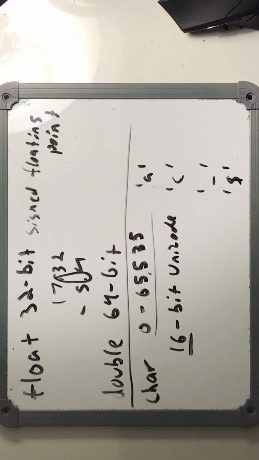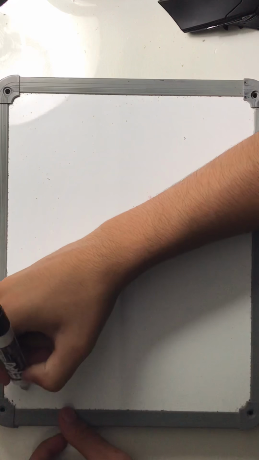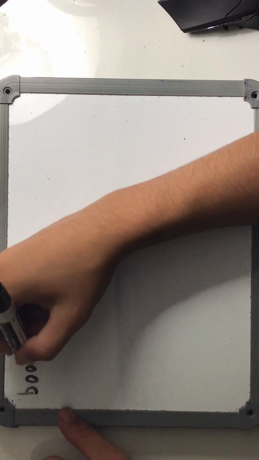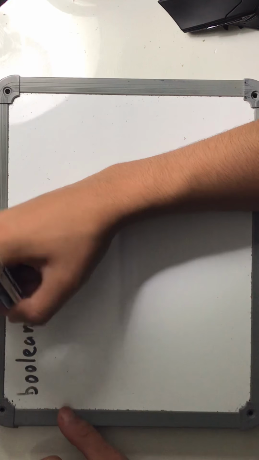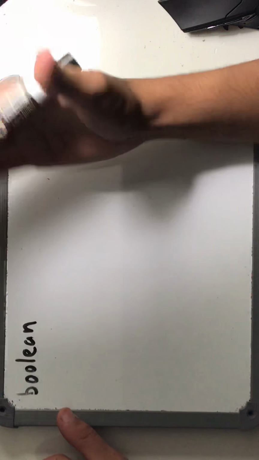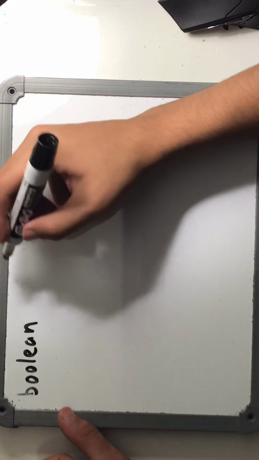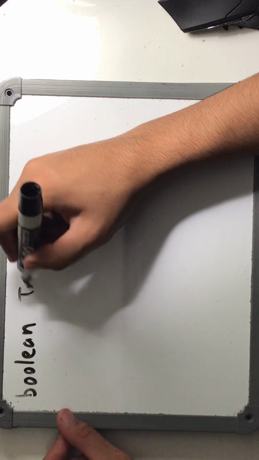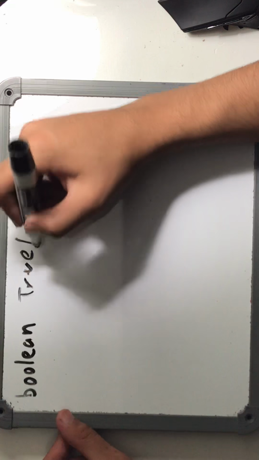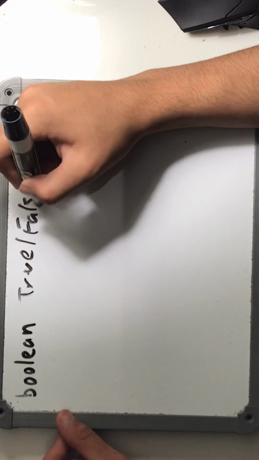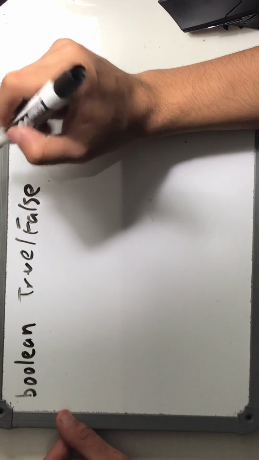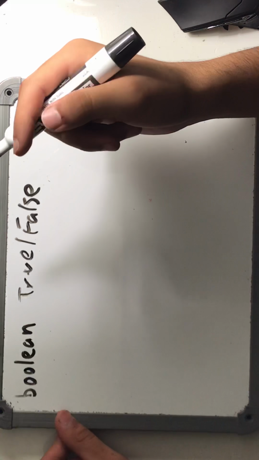And last but not least, the last Java primitive data type is going to be Boolean. If you don't know, Boolean is your logic, and logic is true or false. So the values for Boolean are going to be true, false, and that's it.